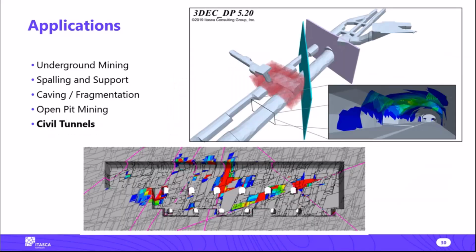Doesn't have to be mining. People use 3DEC in civil engineering. The top right plot here is some subway tunnels, I think in Sweden. A part of this model was filled up with joints just to see what happens there at these tunnel intersections. The bottom plot here is a power cavern related to hydroelectric energy generation. And again, the ability to put in all these joints and look at the behavior is valuable.